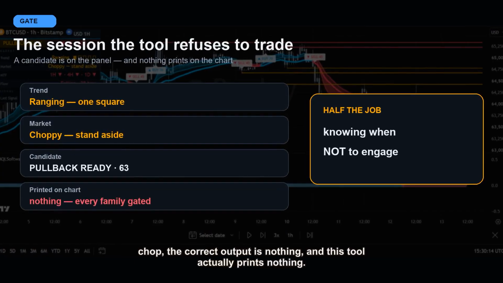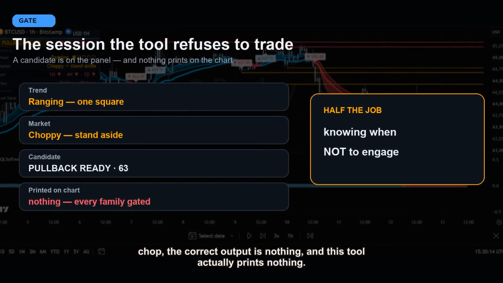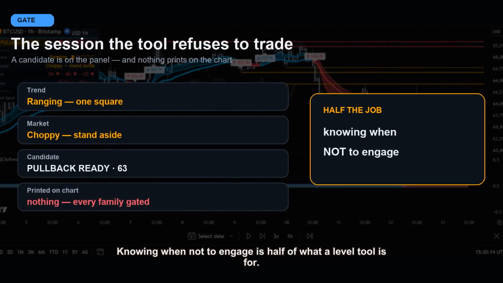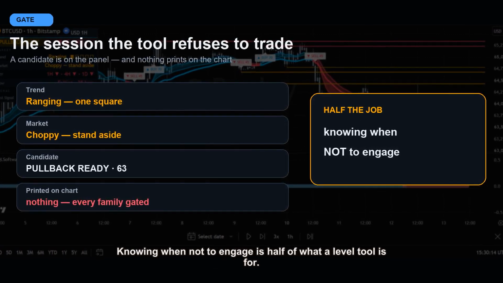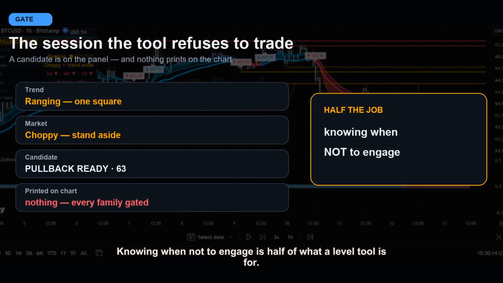When the regime is chop, the correct output is nothing, and this tool actually prints nothing. Knowing when not to engage is half of what a level tool is for.